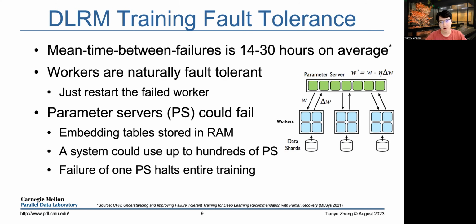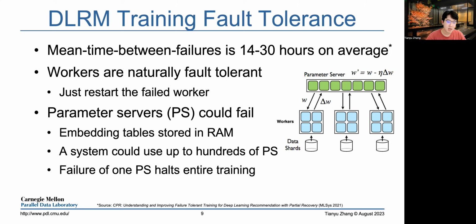That being said, fault tolerance really becomes a problem in these training systems. According to an industry report, the mean time between failures is 14 to 30 hours on average. If you think about it, workers are naturally fault tolerant. If a worker fails, we could just restart the failed worker. However, parameter servers failing could really become a problem.